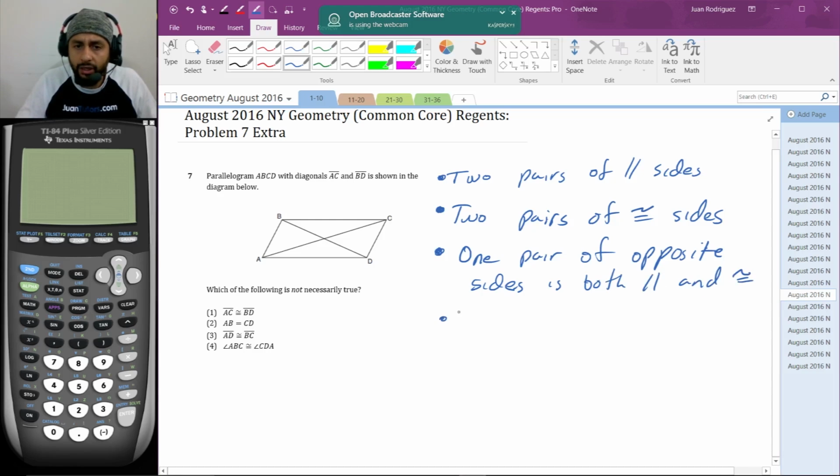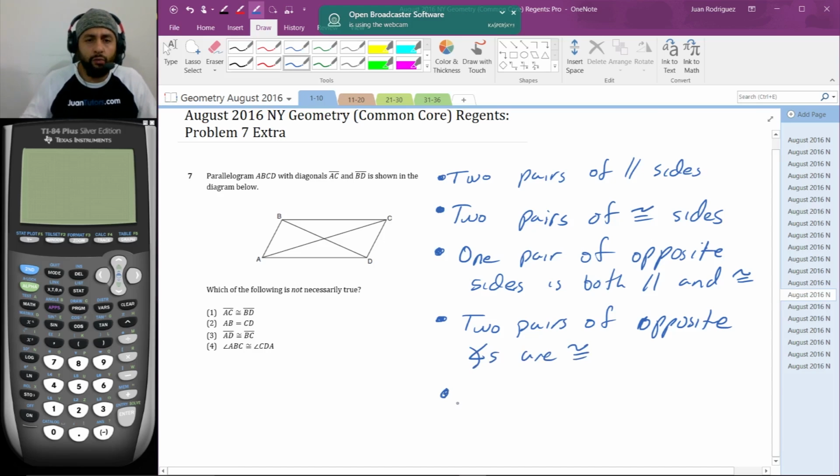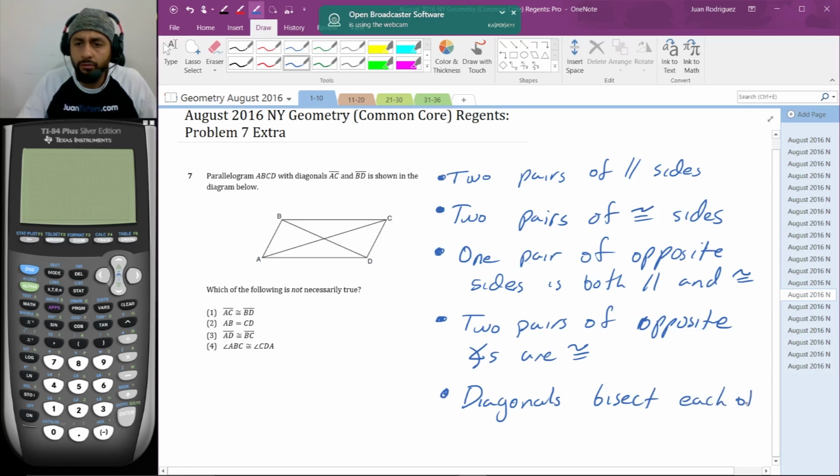Okay, the next one is the one that we didn't discuss before, that two pairs of opposite angles are congruent. And then finally, this is a cool one, a very useful one for a lot of geometric proofs, especially those 6-point problems, that the diagonals bisect each other. That's it. That's really all they test for. There are other statements you could probably come up with, but that's about it.